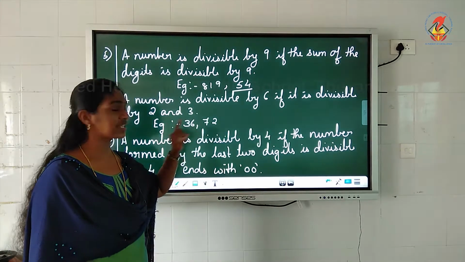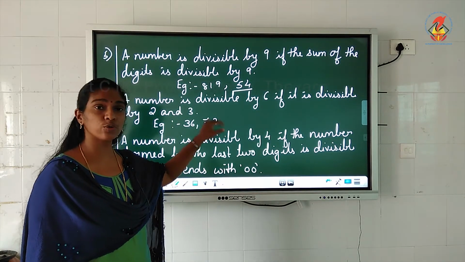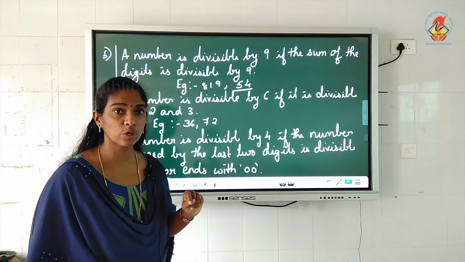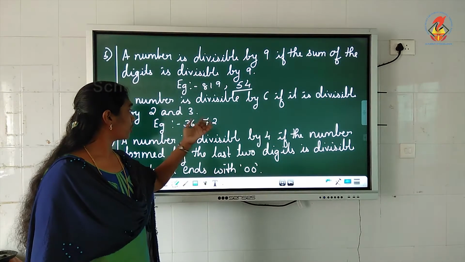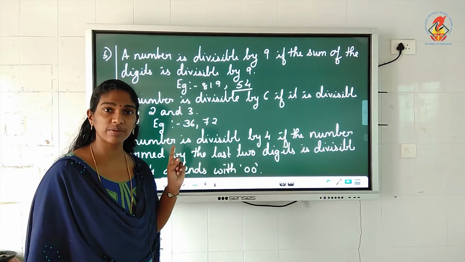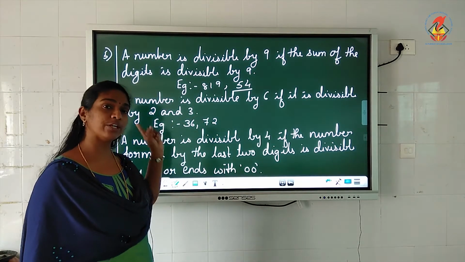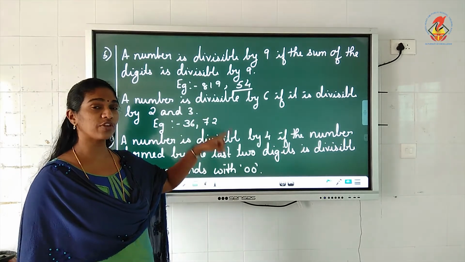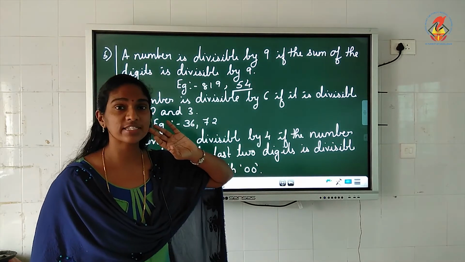Okay. Again taking 72. The number is ending with 2, so it is divisible by 2. Yes or no? Now, 7 plus 2, what do I get? I get 9. 9 is there in 3's table. So, 72 is divisible by 2 and by 3. So, we can say 72 is divisible by 6.